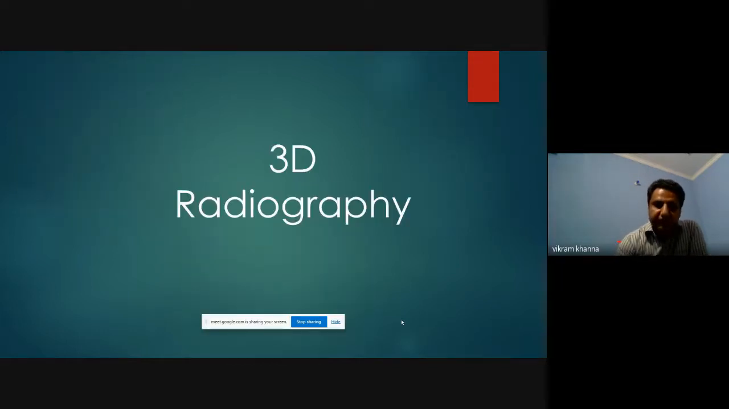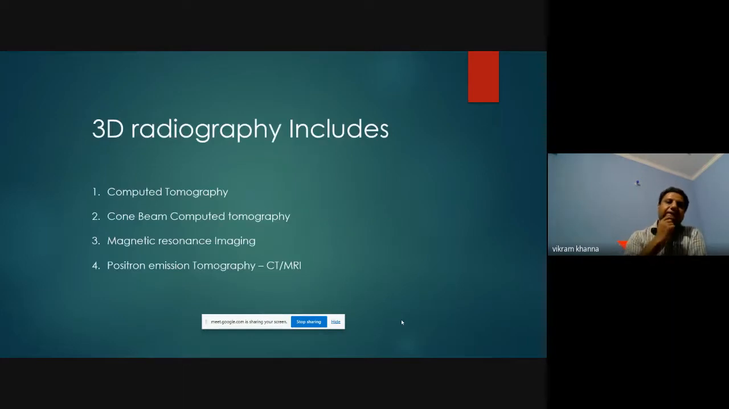So that's why 3D radiography has been introduced. Now, major 3D radiography includes computed tomography, cone beam computed tomography, magnetic resonance imaging, and positron emission tomography, which has been fused with either CT or MRI. There are variations in computed tomography or MRI, so according to the need of a patient, you can change the sequencing depending upon the case, or what you want to see. So this again gives an advantage to the patient as well as to the surgeon, so that they can look for all the possible parameters of a pathology.